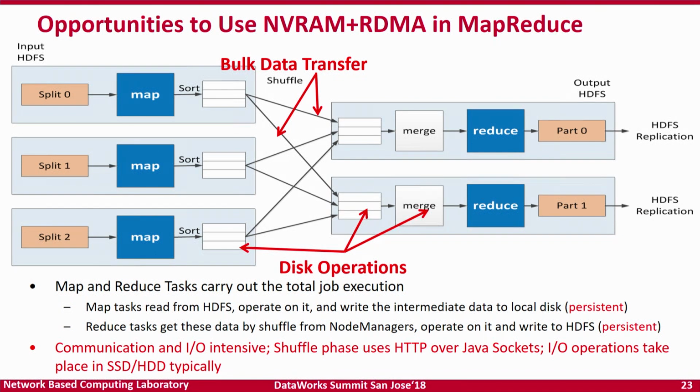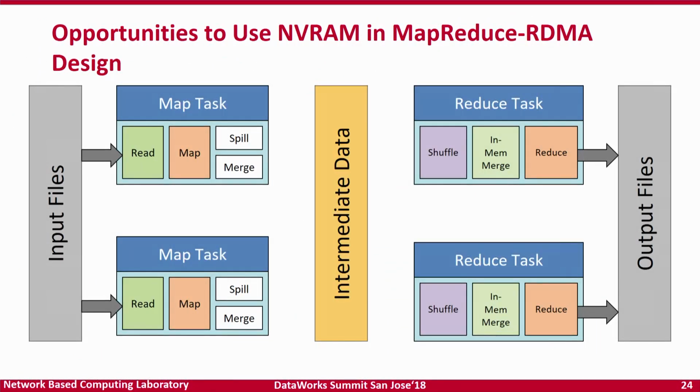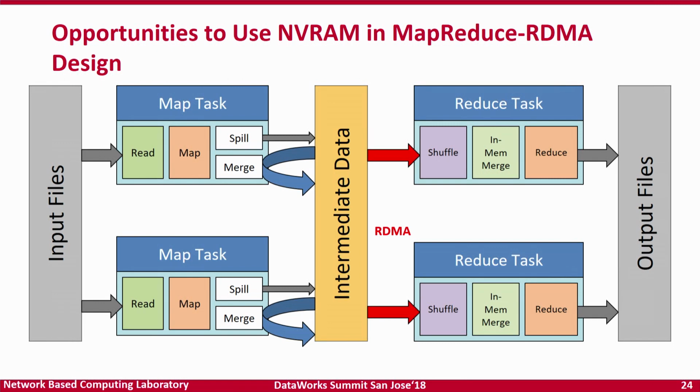So you have bulk data transfer and heavy disk I/O operations. So there's a lot of opportunity. Let's take a look at where the opportunity exists. You have a lot of data that the map tasks output, and it's placed on disk usually. And then the merge happens on disk, and then the data is sent using RDMA to the shuffle engine in reduce tasks. So this is the design that exists inside the current MapReduce RDMA package.